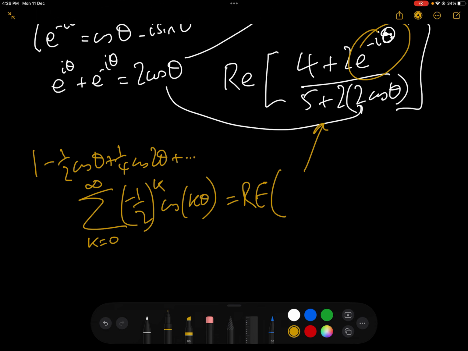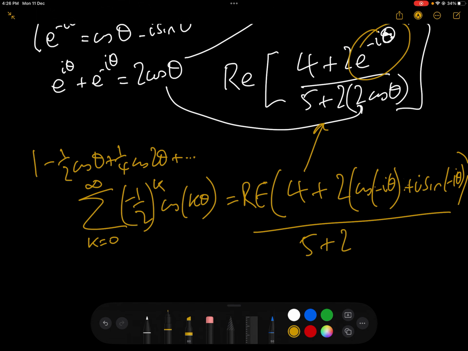and writing e to the minus I theta in cos theta plus I sine theta form, that means it's the real part of 4 add 2 cos minus theta add, excuse me, sorry, that's made a bit of a mess of that, that's 2 cos of minus theta add I sine of minus theta over 5 add 2 cos theta. Now we know this is real, this bit, and so sorry, there's no I in there, is there? So it's minus theta and minus theta.